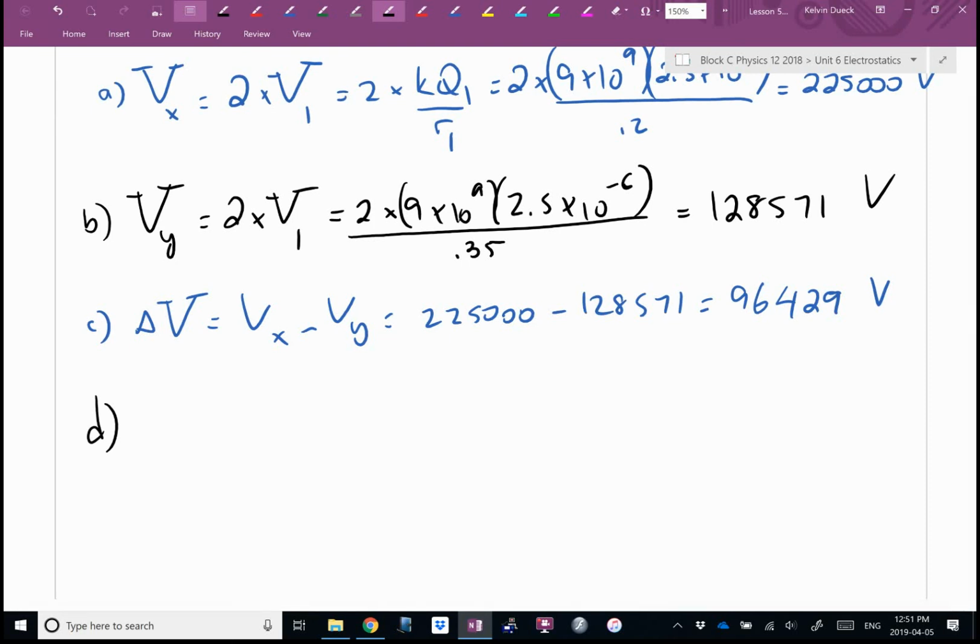Sam, what's D want me to find? Okay. I can't go force times distance, but I can go work equals change in potential plus change in kinetic. And I think it does say assume the charge starts and ends at rest. Does it not? We're going to assume the charge starts and ends at rest.